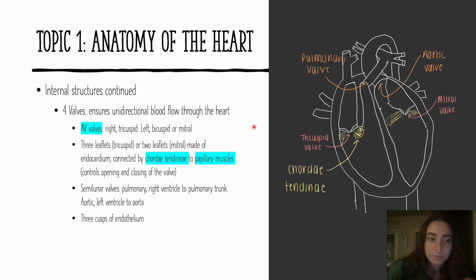So now we also have some more internal structures. We have 4 valves, which ensure unidirectional blood flow through the heart. So we have our AV valves here, our tricuspid and our mitral. Our tricuspid has 3 leaflets, which I did not depict well here, and then our mitral valve has 2 leaflets. They're both connected by the chordae tendineae, which connect to the papillary muscles, which control the opening and closing of the valve. Then we also have semilunar valves. So we have our pulmonary valve and our aortic valve, and these have 3 cusps of endothelium.